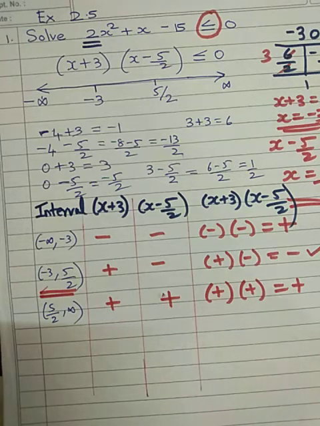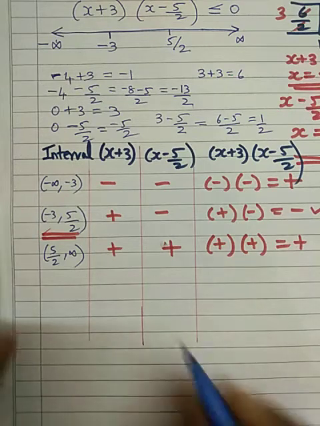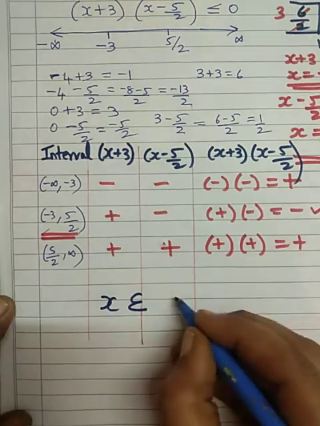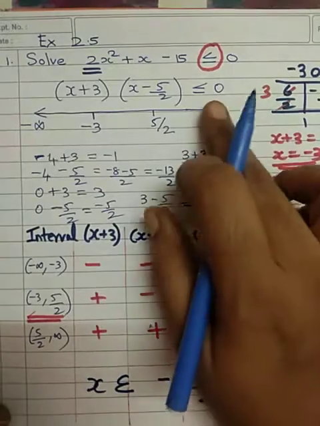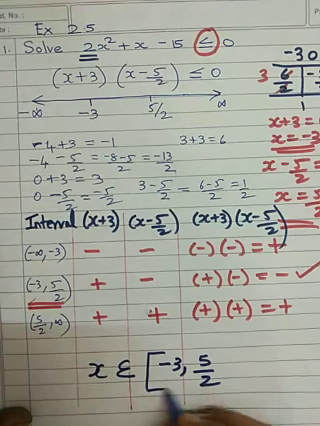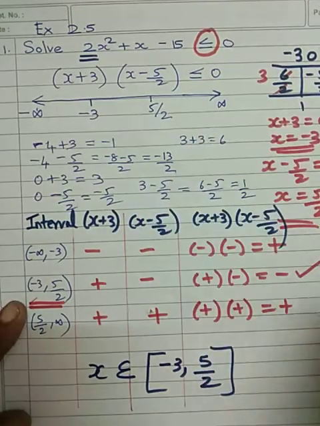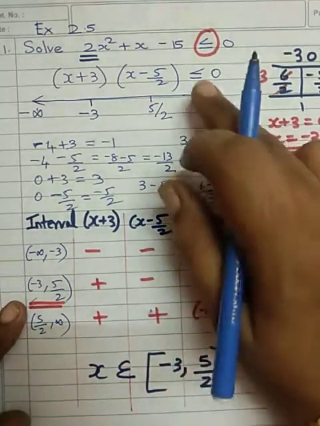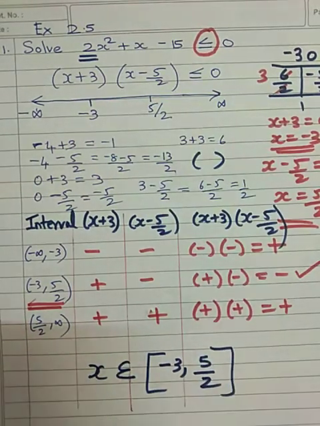But when I write the answer, I should write it as x belongs to, and the answer I am writing is minus 3 comma 5 by 2. Since I have less than or equal to, I should put a closed interval. Suppose it was only less than, simply, I should put an open interval. I hope you know what an open interval is. This is called an open interval. Since I have equal to, I have to put a closed interval, that is, the square brackets.